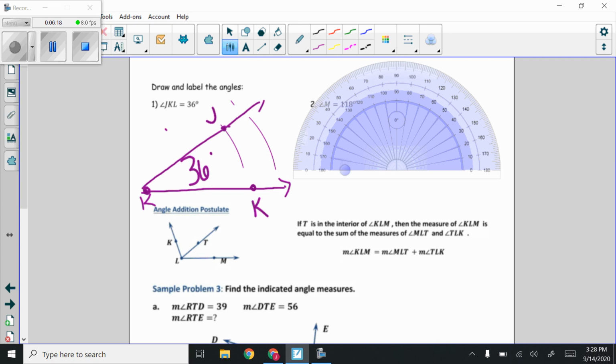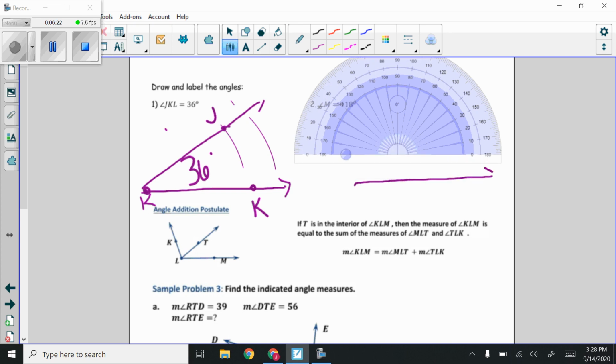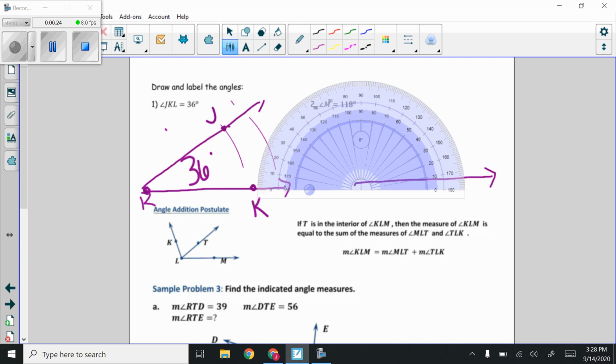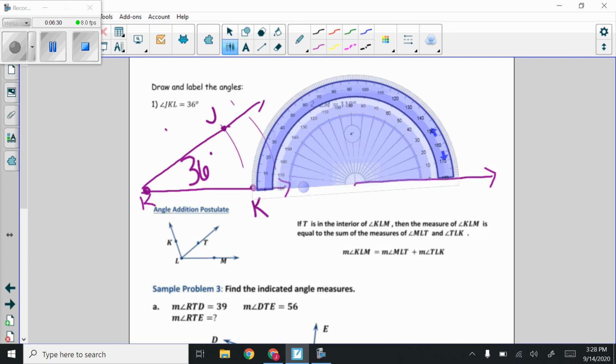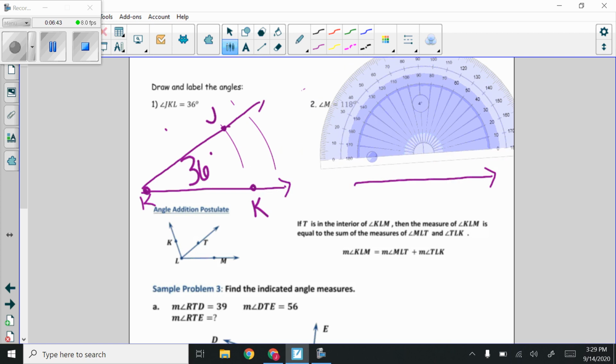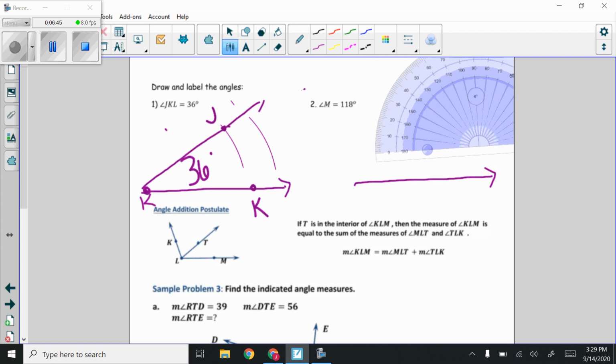Okay. So now if I want, I'm going to draw another ray. At the end here, we want 118 degrees. So I'm starting at 0, getting on the inside. I'm going to go all the way up here to 110, 115, right there, it looks like. So there's my dot.